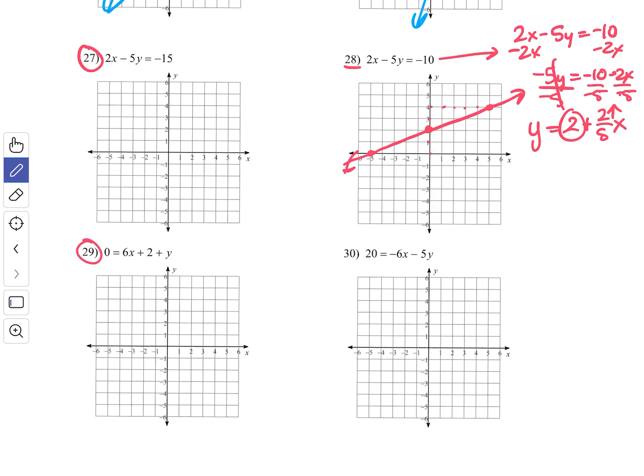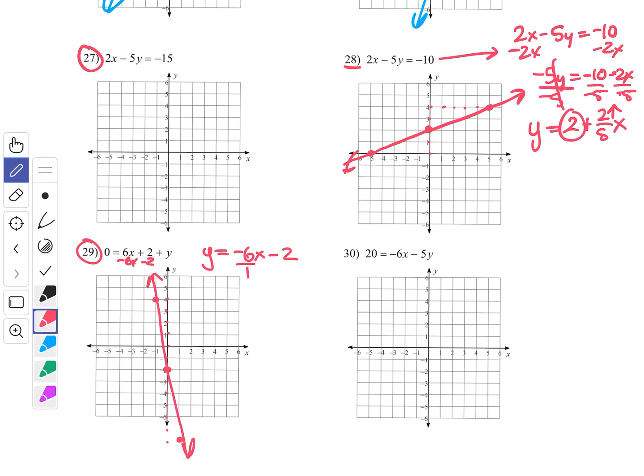Okay? And I can work on one like number 29 as well, where I'd subtract 6x and 2. So I'd get y equals negative 6x minus 2. Start at negative 2. That's like negative 6 over 1, so down 6 to the right 1, or up 6 to the left 1. And we get that one. Okay? That's if you want to change it to the slope-intercept form.